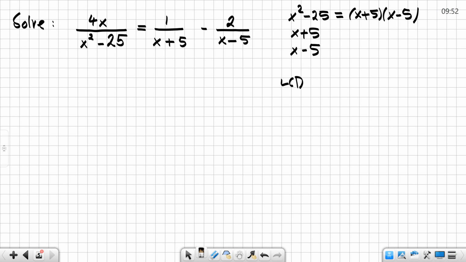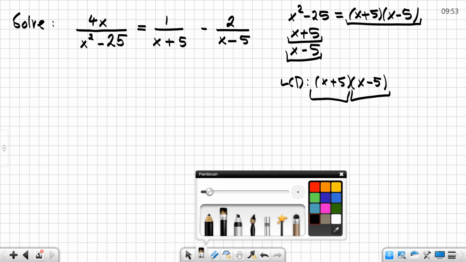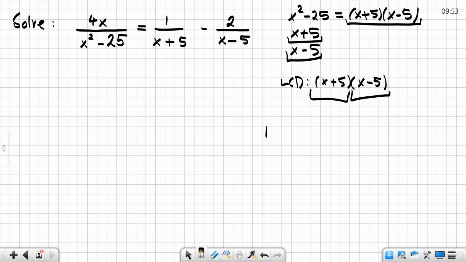And that means now that the least common denominator is, I pick both factors from my first denominator. I move on and I check my second denominator. I have this factor already right here. I don't need it again. There is an x minus 5. I also have this one. That means x plus 5 times x minus 5 is the least common denominator. Now we move on to find restrictions.